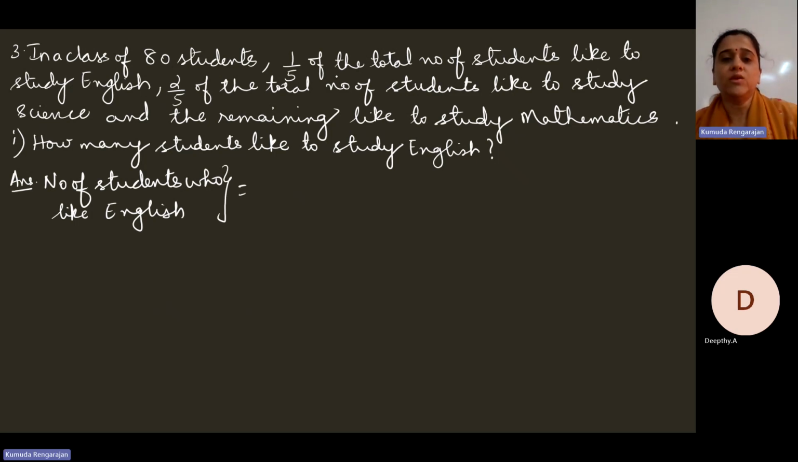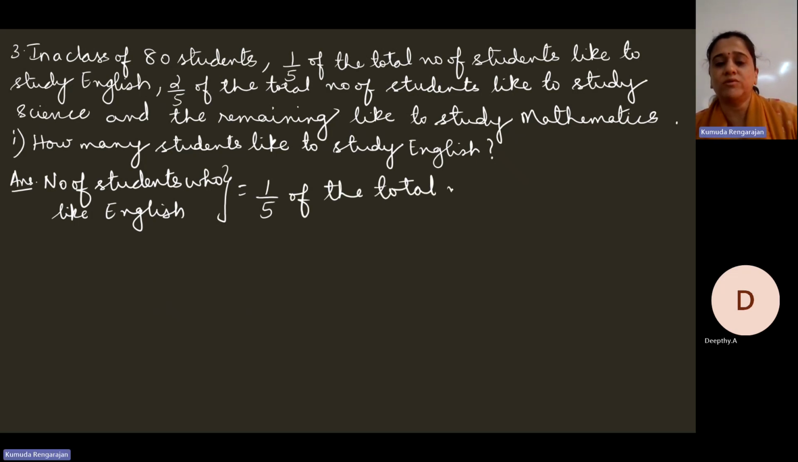So what is given? 1/5 of the total number of students like to study English. The answer is in the question itself. Please listen. What does the question say? 1/5 of the total number of students like to study English. So the number of students who like to study English is equal to 1/5 of the total number of students.